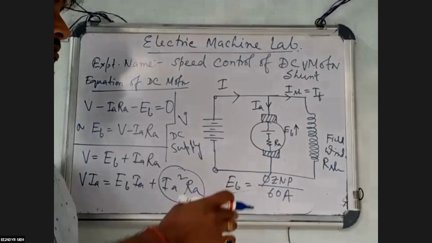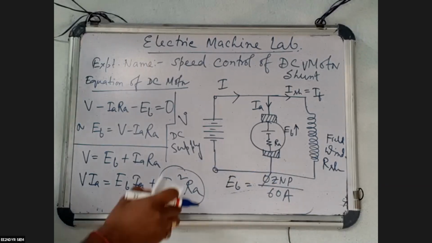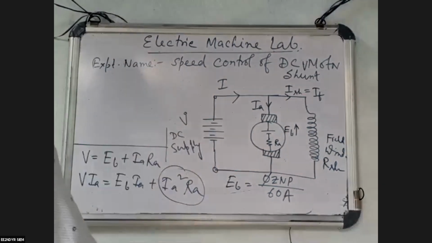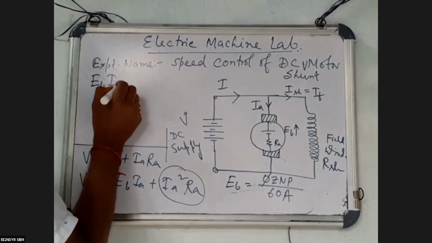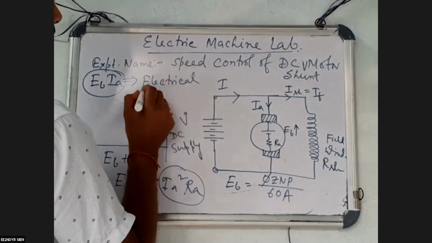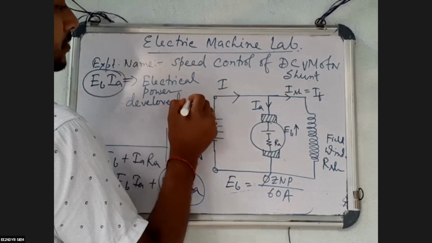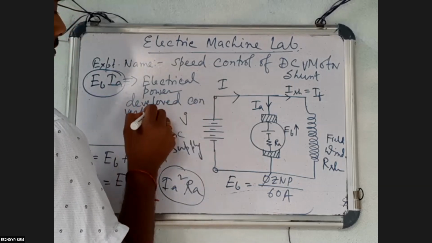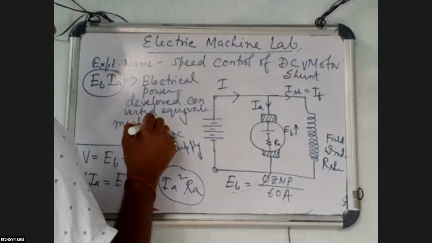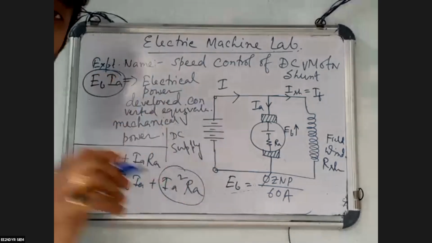Okay, how it is coming, that we'll discuss in the next class. So EB equals φZNP by 60A, and you see this EB into IA is the electrical power developed, converted to equivalent mechanical power. This thing converts to the equivalent mechanical power.